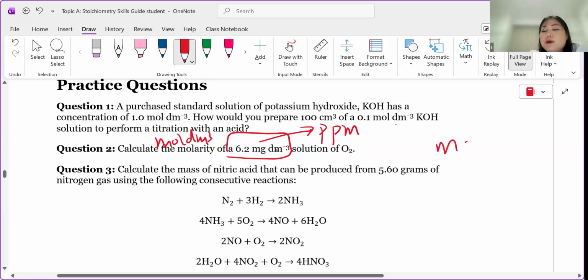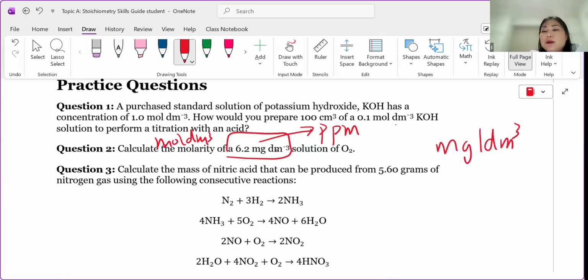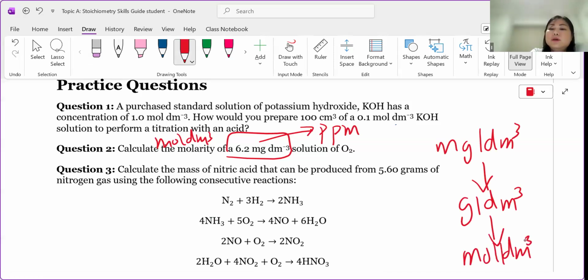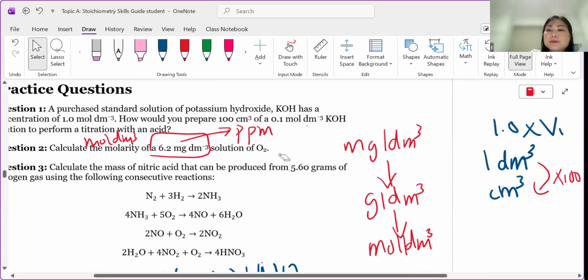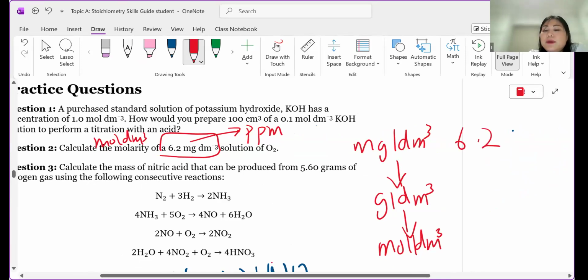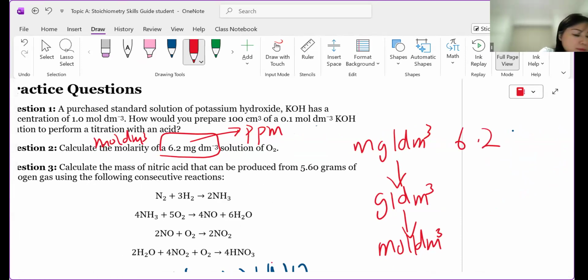So what we will usually do is take our milligrams per dm³, convert back into grams per dm³ first, and then grams is related to moles. So from grams convert to moles per dm³. So this is 6.2. So change into grams, divide by 1,000. Milligrams to grams is divided by 1,000. So I'll get 0.0062 grams per dm³.